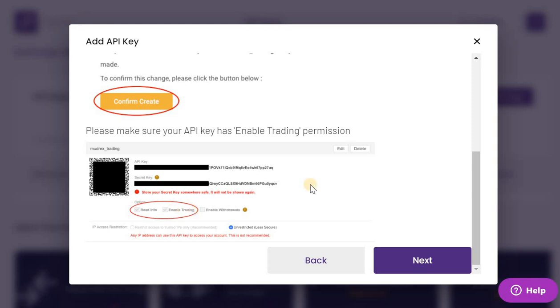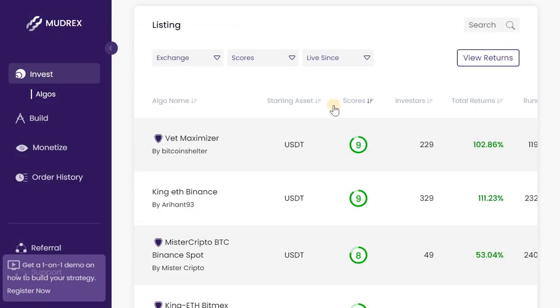Also, keep in mind that Mudrex cannot withdraw your funds from your exchange. So basically, they don't have access to withdraw your crypto from your exchange. Once you've successfully connected your exchange to Mudrex, now the next thing is to choose a profitable trading strategy. Choose from this existing list on the strategy you would like to invest in.